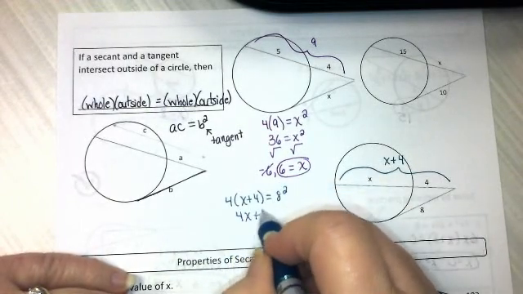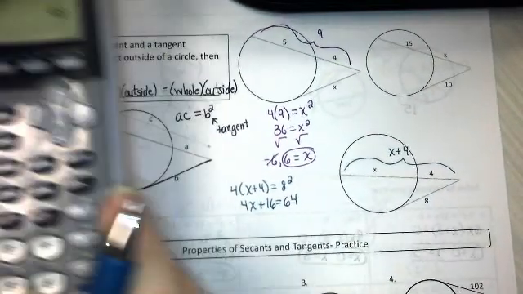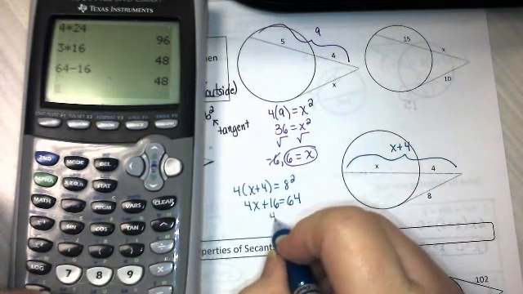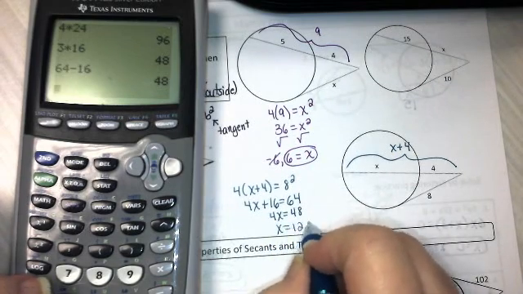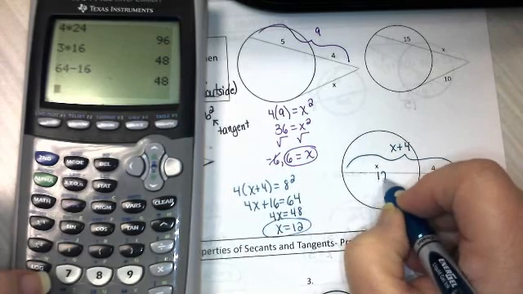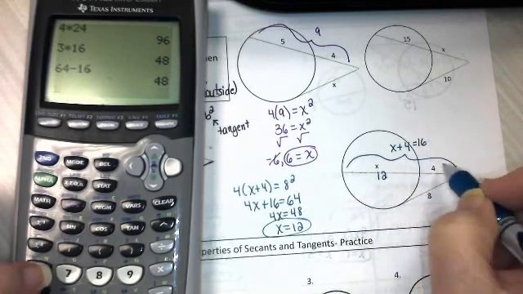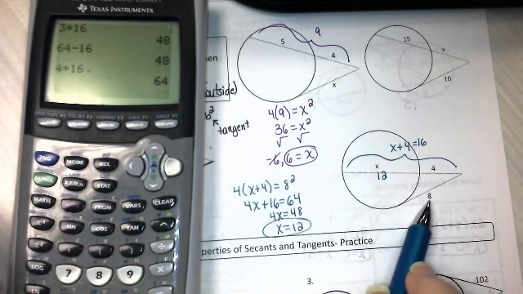So now 4x plus 16 equals 64, and we solve for x. 64 minus 16 is 48, so x is 12. And again, we can double check that. 4 times 16 really does equal 8 times 8.